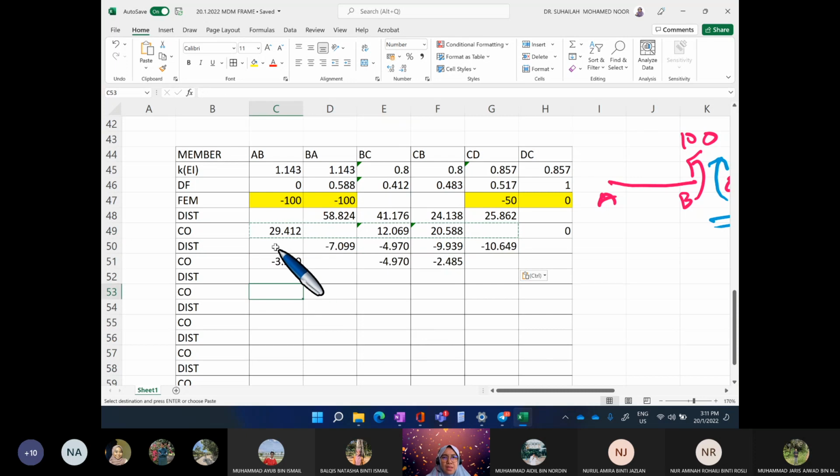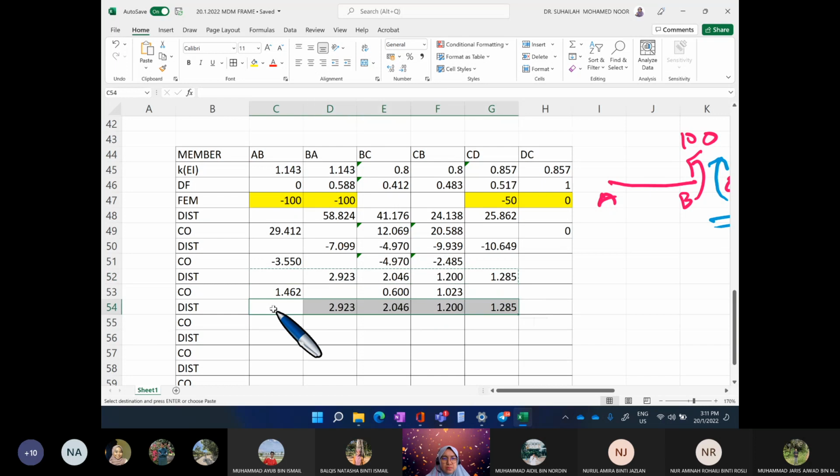Okay, and then we copy again the formula for distributing moment. Okay, check. Is the total equal to 0? This one also. And we carry over the value again. Okay, distribute again. Okay, carry again. Okay, distribute again.